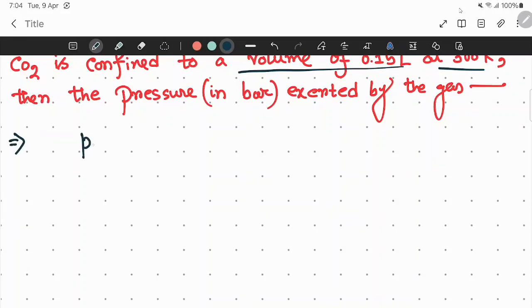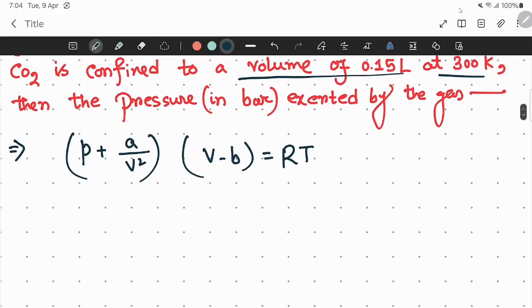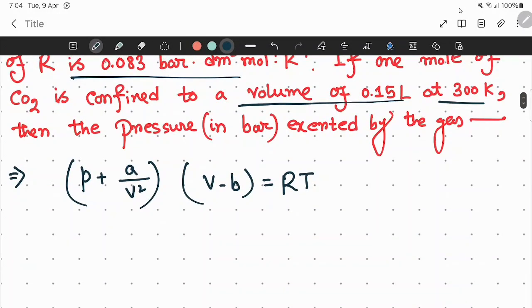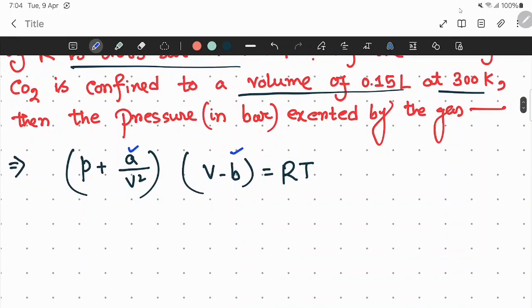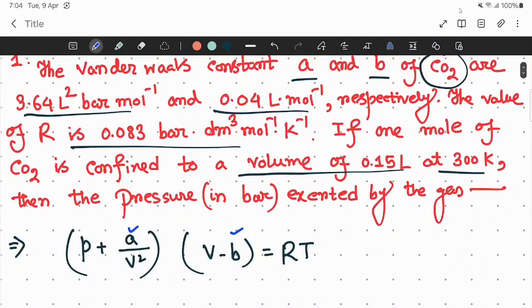We know the van der Waals equation for 1 mole of a van der Waals gas, this is our equation, right? Now this A and B are the van der Waals constants. These values are given. What will be the unit of A and B? How can you find out that unit?